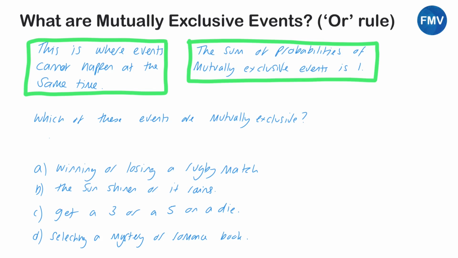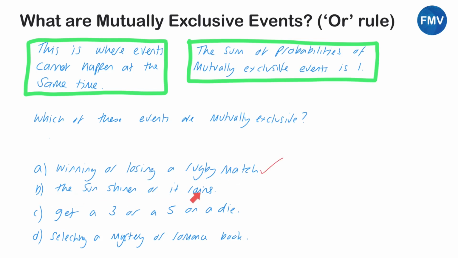So I've left the two explanations. The sum of probabilities of mutually exclusive events is 1. Mutually exclusive means where events cannot happen at the same time. So let's look at a couple of questions. Which of these events are mutually exclusive? The first one, winning or losing in a rugby match. Well, there's that magic word. So you can win or you can lose in a rugby match. You can't win and lose. So they are mutually exclusive.